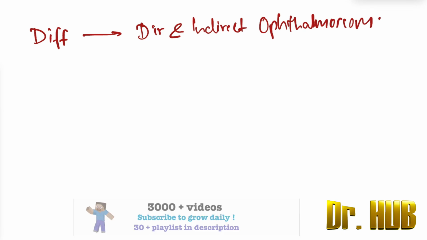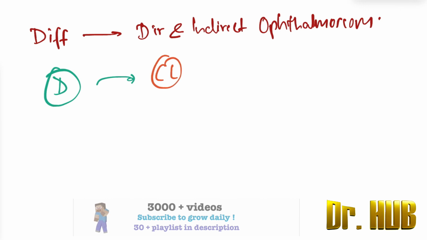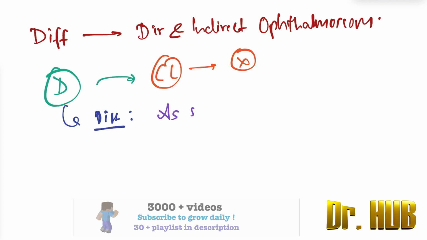To begin with, we are starting with the direct. In terms of direct, the condensing lens is not required. And what about the examination distance? If we look at the distance of the examination, it is as close to the patient's eye as possible.